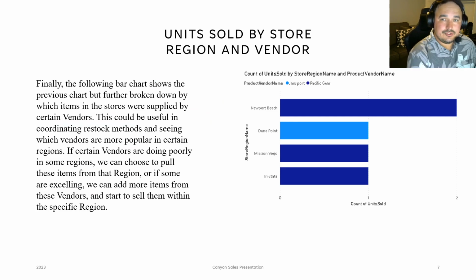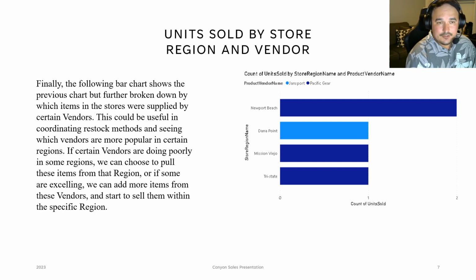So the units sold by the store region and the vendor is a further breakdown of the previous slide. Finally, the following bar chart shows the previous chart, but a little further broken down by which items in the store were supplied by certain vendors.